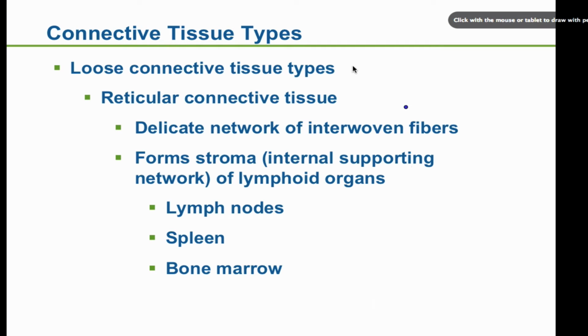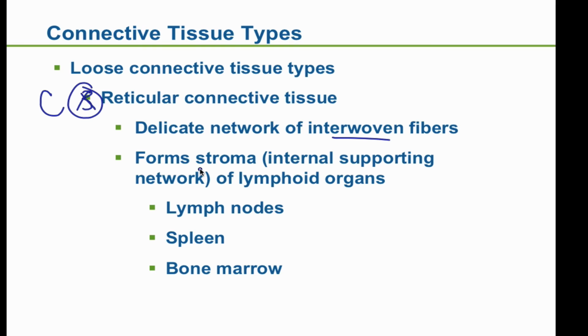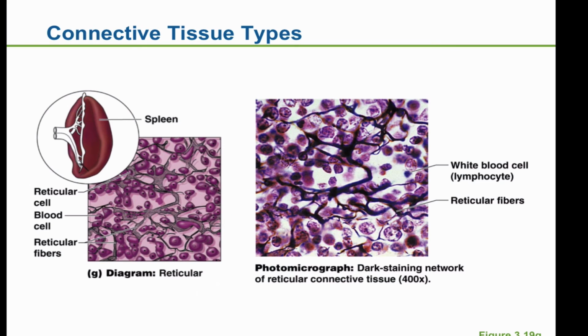Reticular connective tissue. Well, I think I labeled the last one 2 and it should have been B. So C, reticular connective tissue. This is a delicate network of interwoven fibers. It forms the stroma of lymphoid organs, so lymph nodes, spleen, and bone marrow is where you find these. And this is what the reticular connective tissue looks like. You'll see several pictures that look just like it in your labs.